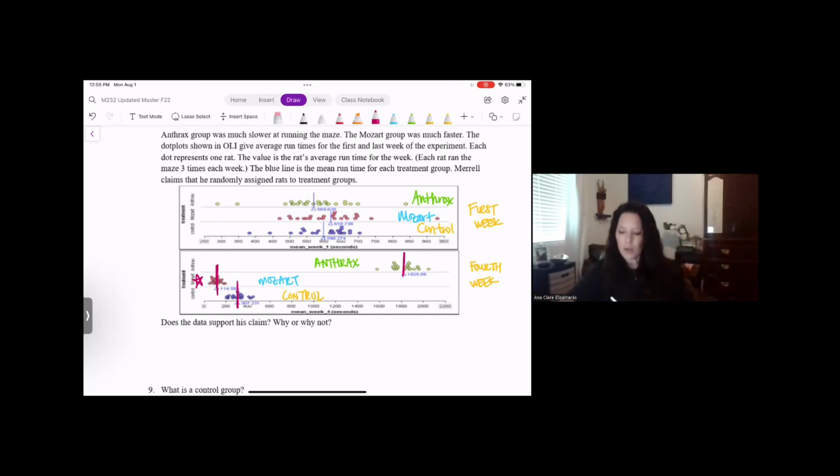And they want to know, it says that he claims he randomly assigned the rats. Does this support that? Well, if you look at the first week, all of the groups look kind of the same. It doesn't look like one group is ahead of the pack. Since each group in week 1 had similar overall mean run times, they're kind of similar together. It's not as spread out as you see in week 4. It looks like, yeah, he sure did randomize the rats.